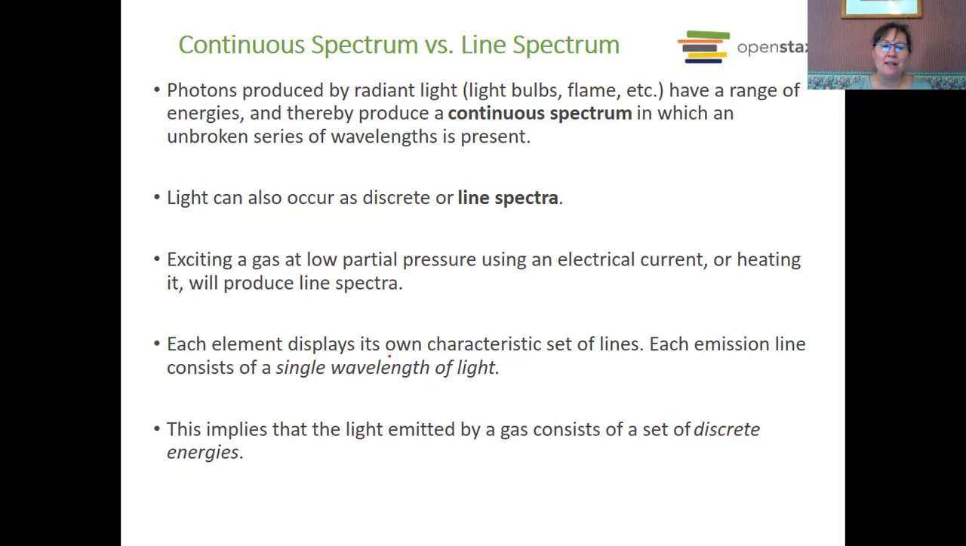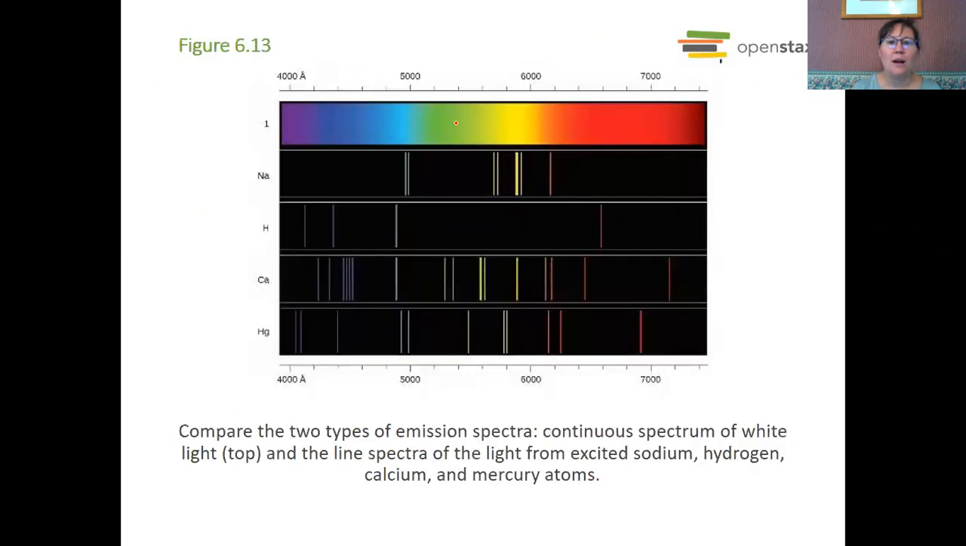Each emission line consists of a single wavelength of light. This implies that the light emitted by a gas consists of a set of discrete energies. And by discrete energies, we don't mean everything. The continuous spectrum means everything. It just winds into itself. The discrete ones are going to give bits and pieces. So this is what I mean by that.